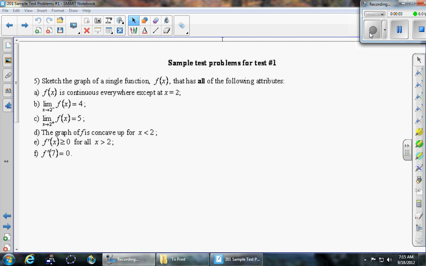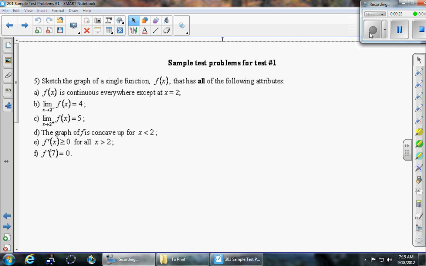This is problem number 5 on the sample test problems for test number 1. Sketch the graph of a single function f of x that has all of the following attributes. F of x is continuous everywhere except at x equals 2. Limit as x approaches 2 from the left of f of x equals 4. Limit as x approaches 2 from the right of f of x equals 5.